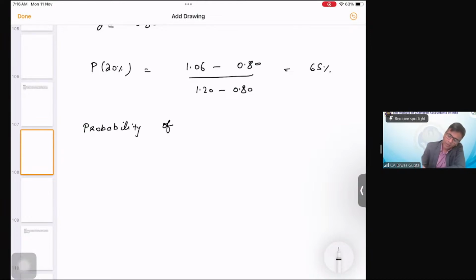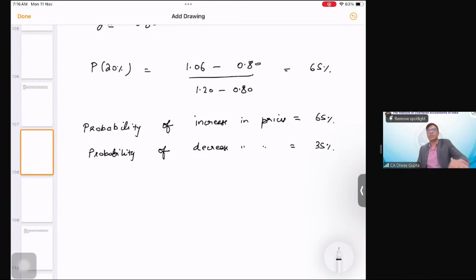Probability of increase in price is equal to 65%, and the probability of decrease in prices is actually 35%.